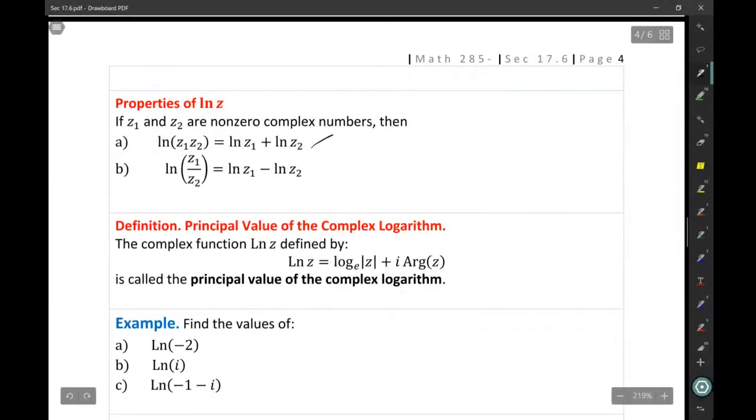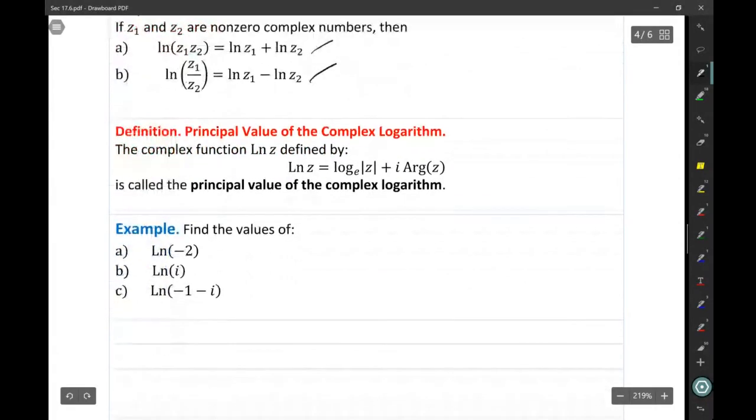ln z1 plus ln z2, which is the same as the property of ln in calculus. Ln of z1 divided by z2 is equal to ln of z1 minus ln of z2.